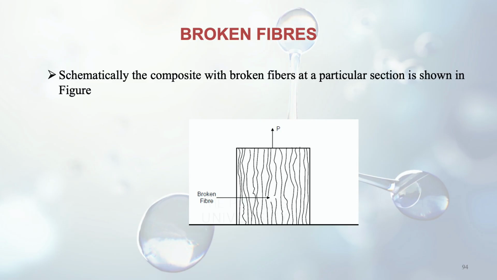So here is the figure also for the broken fibers. You can see it is quite clear that some fibers, 2 or 3, as shown in the figure, are broken in the middle. So now we will derive a certain number of expressions for this, taking these things into consideration.